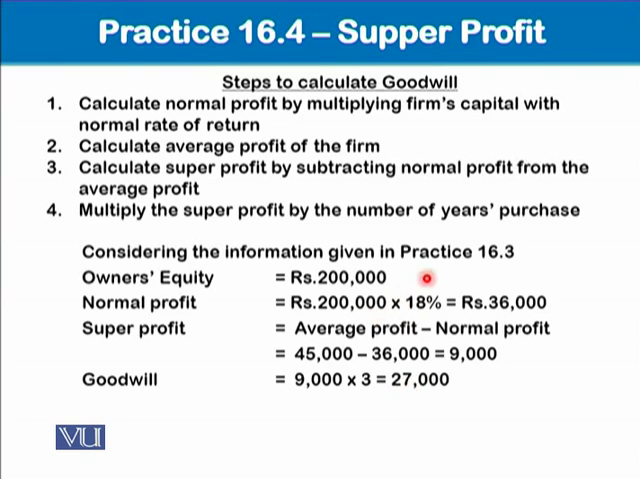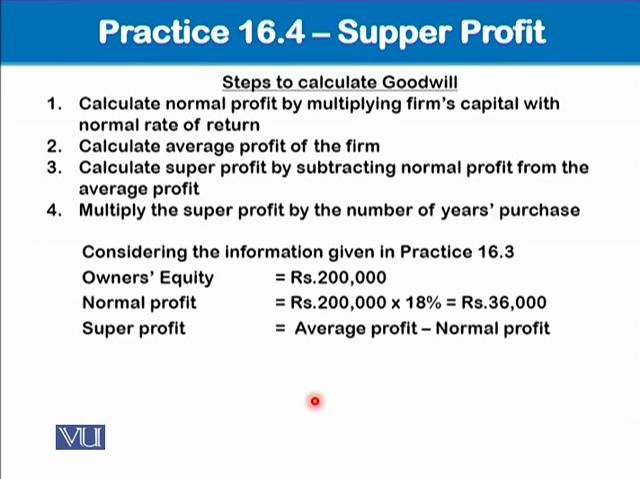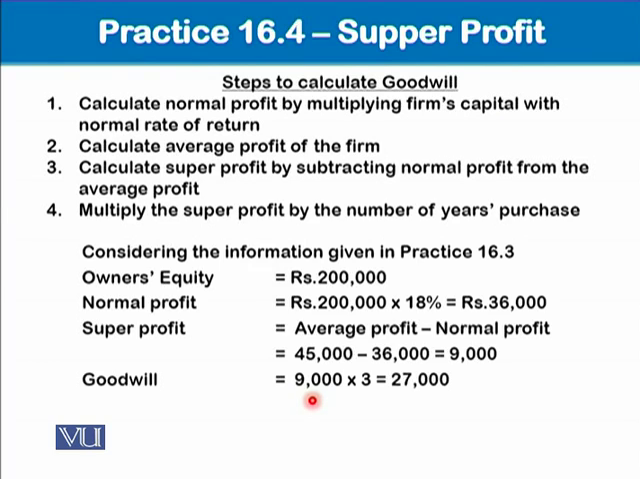Okay, well, so the thing is that either we'll be having 27,000 as our goodwill or we'll be having 135,000 as our goodwill as agreed upon. Okay, as the partners do agree that what will be the total amount of goodwill.